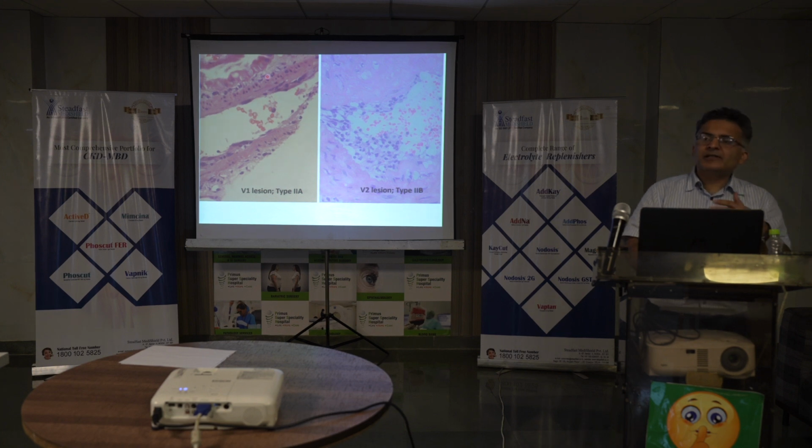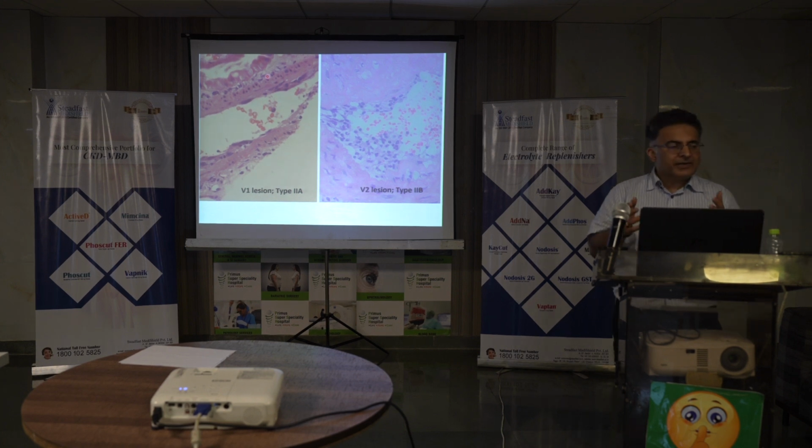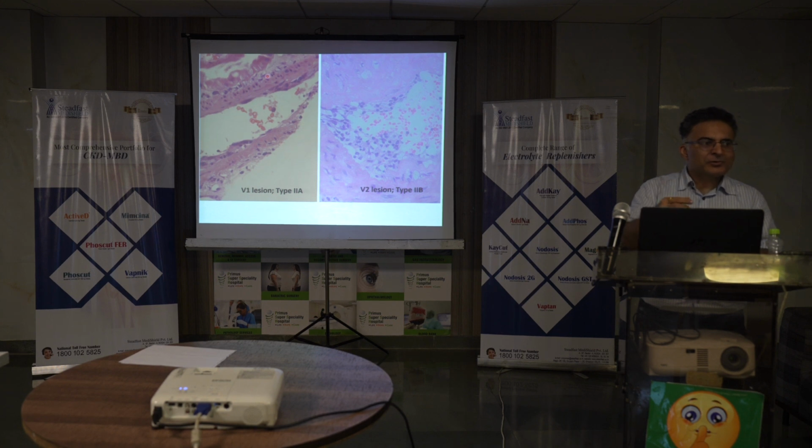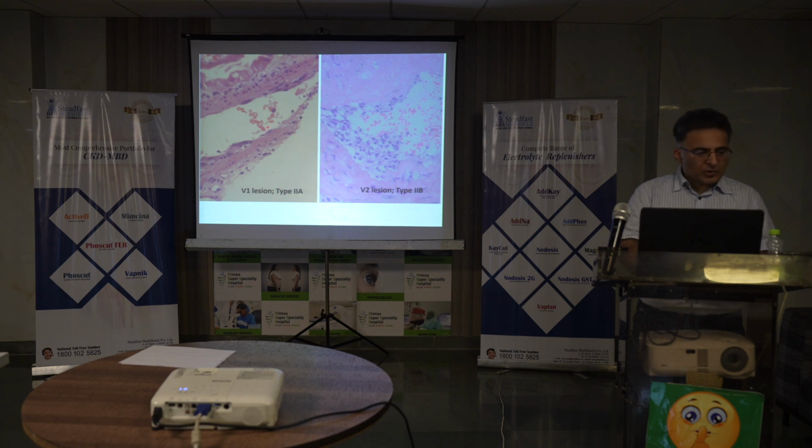Adventitia is more prominent in the larger vessels, and a kidney biopsy does not show larger vessels. These are smaller vessels. The largest vessel in a kidney is the renal artery, but you are not going to see the renal artery. You are going to see its subdivisions, the interlobular and arcuate vessels. These are very small vessels, so adventitia will not be very prominent in the majority of them.